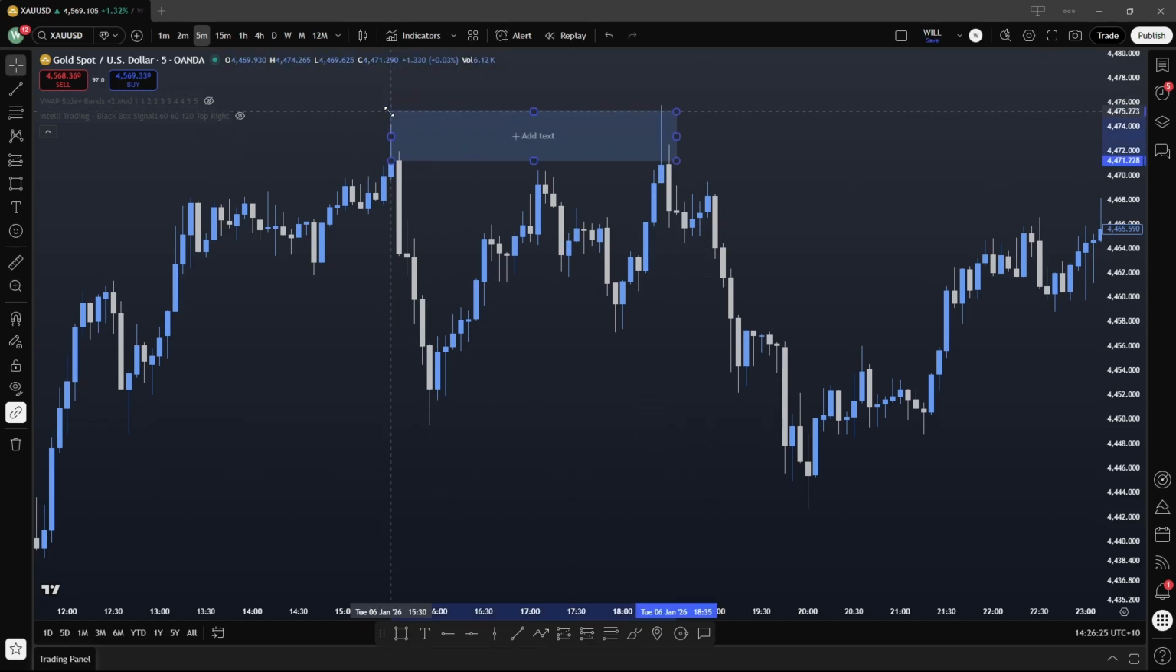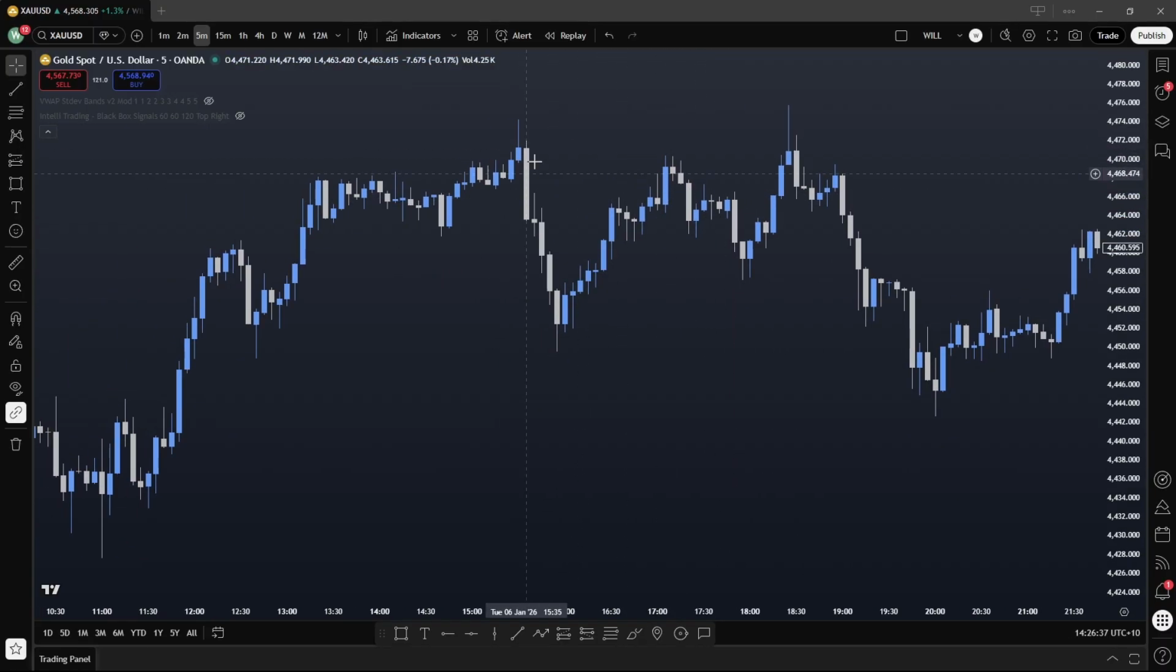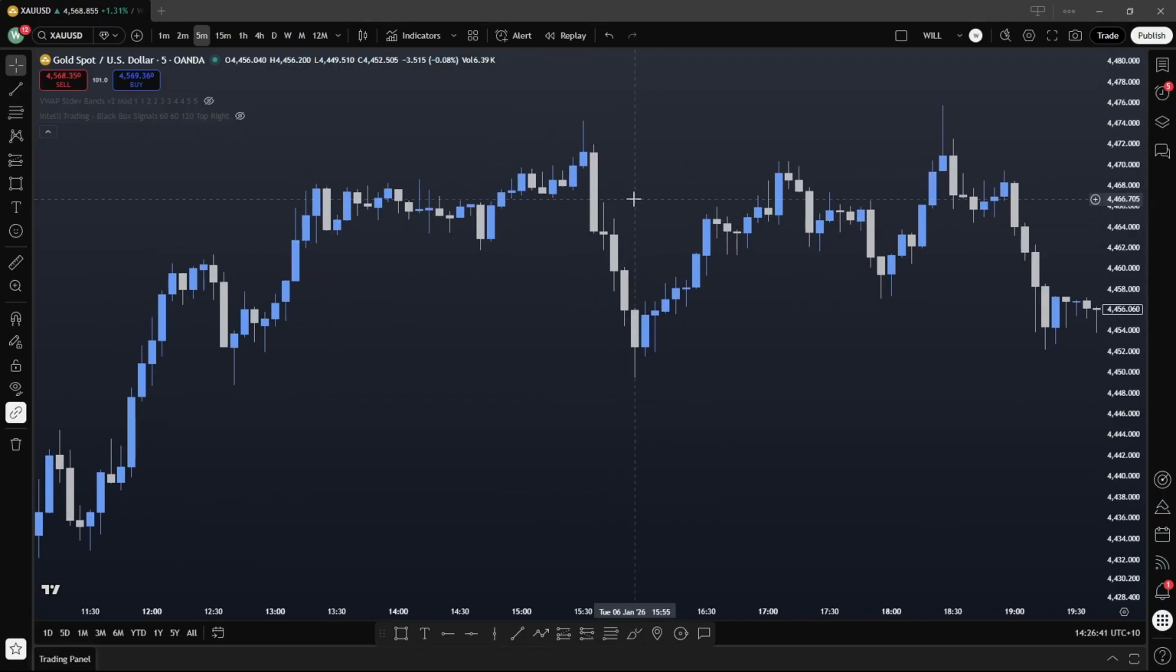So this is actually a key level right here, and price has come up and it's rejected it, and then price moved to the downside. So that's how you get a gist of how these candles work. That is a momentum candle. This candle here is what's classified as a doji candle.